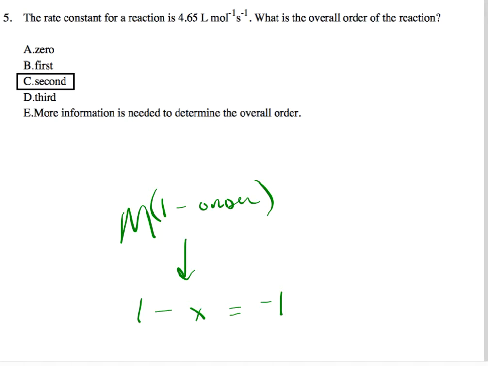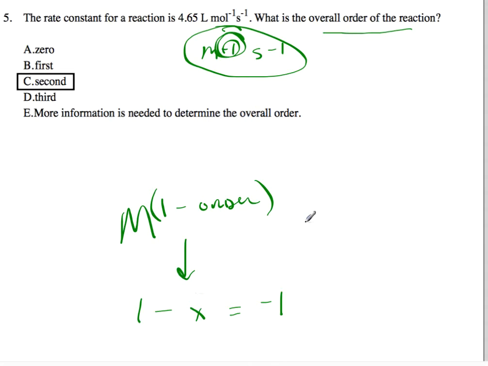Next one. If you look at this problem, they say the rate constant for a reaction is 4.65 times 10 to the something liters per mole per second. So this is basically M to the minus 1, it's just written backwards, s to the minus 1. What is the overall order of the reaction? Well, to find the units for K, we always do this. We go M to the 1 minus the overall order. That gives us what our exponent is. Well, in this case, our exponent is negative 1.